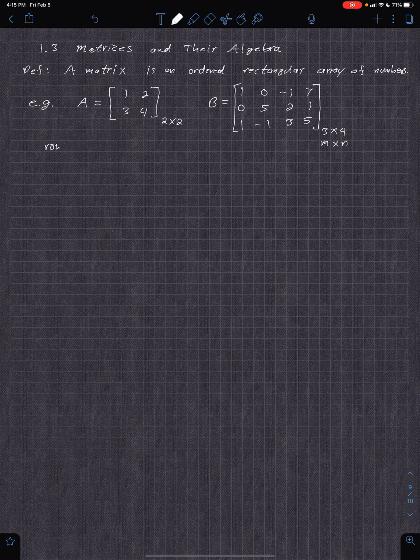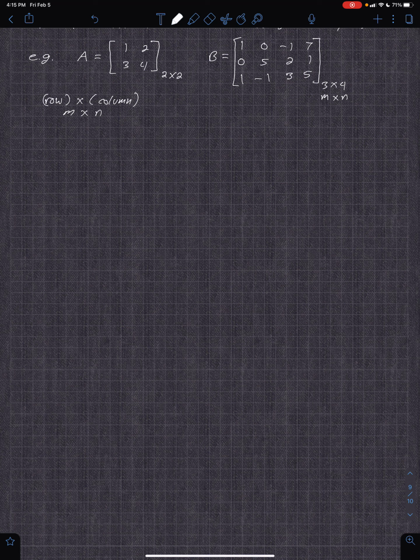So we say row by column. And the letters we use are M and N. So it's M by N, like that. The rows represent row vectors and the columns represent column vectors. So that's how we want to picture and interpret them now. The rows are row vectors and the columns, column vectors.